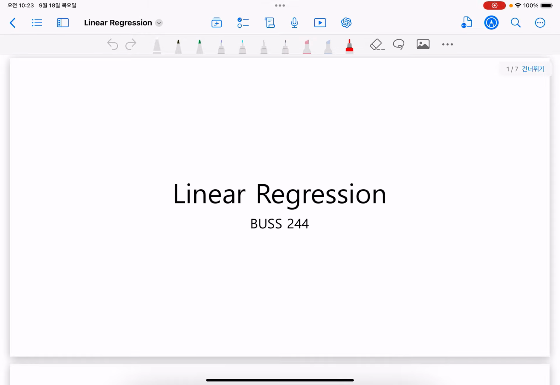Okay, so I will further do some detailed explanation on the linear regression. By the way, this is not necessarily for the exam purpose, but just for your further information on the regression.